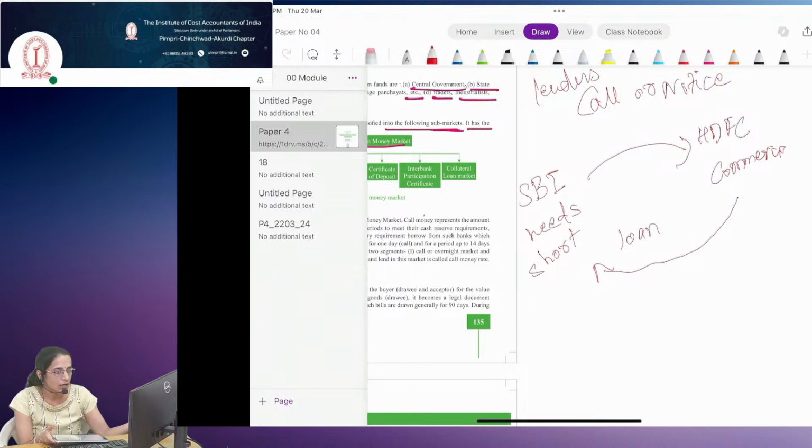But if there is another scenario, that is vice versa, HDFC Bank is not approached by many commercial banks for call or notice borrowings, what will happen? And it has a large cash surplus, then in that case the rate will be low. Clear, Sheila?